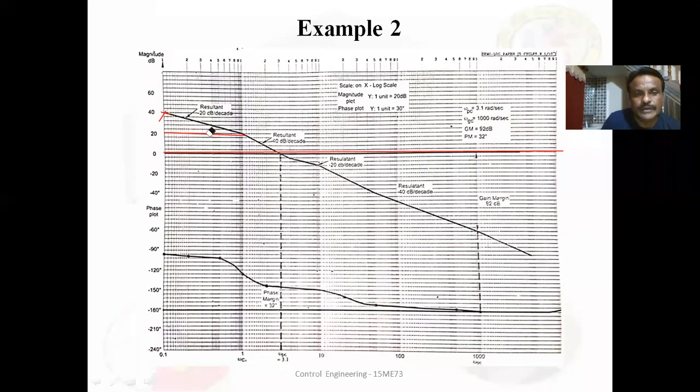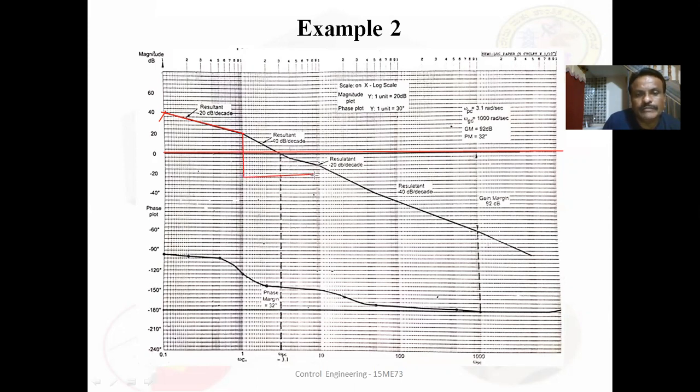Then draw, from that you join this point and this point. That is the next. You consider another factor, so the resultant slope is minus 40 dB per decade. So minus 40 from this point, count downwards 40, 20 and 20, 40.